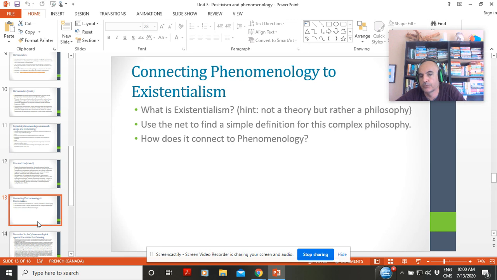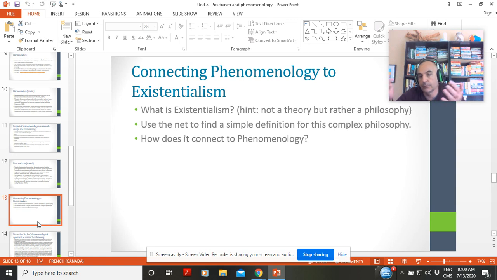I'll open a discussion forum for this, and try and give me as much information as to your personal experiences with existentialism and how you think it connects to phenomenology, because it does, and it's important at your level. I think it helps you understand phenomenology better if you connect it right away with existentialism.